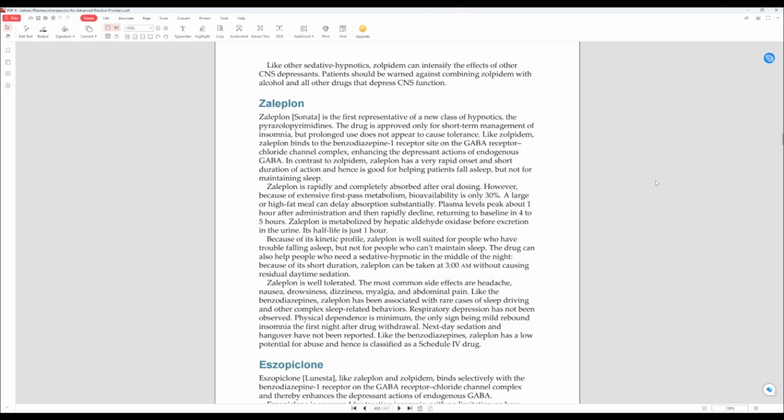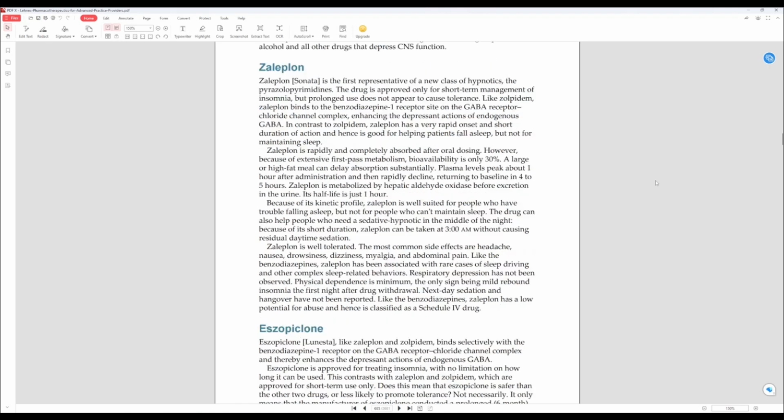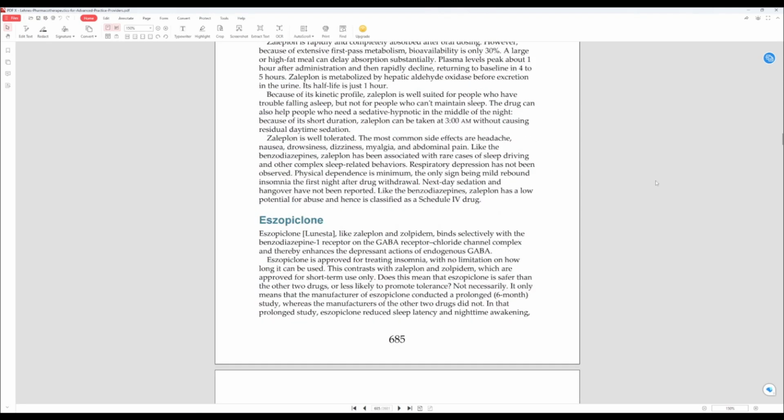Sonata is well tolerated. The most common side effects, however, include headache, nausea, drowsiness, dizziness, myalgia, and abdominal pain. Like benzodiazepines, Sonata has been associated with rare cases of sleep driving, as well as other complex sleep-related behavior. Respiratory depression has not been observed. Physical dependence is considered minimal, the only sign being mild rebound insomnia on the first night after drug withdrawal. Next-day sedation and hangover have not been reported. Similar to benzodiazepines, Sonata has a low potential for abuse and is therefore classified as a Schedule IV drug.